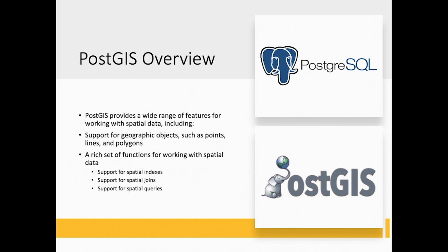PostGIS provides a wide range of features for working with spatial data, such as graphic objects: point, line, and polygon. Keep in mind, there are three things geospatial or geometrical data requires. One is a point. You need to store a point. Point is just like this. Second, you need a line. A line connects two or more points, like this point to this point. Anything that connects is a line.